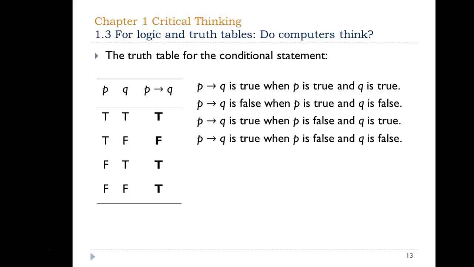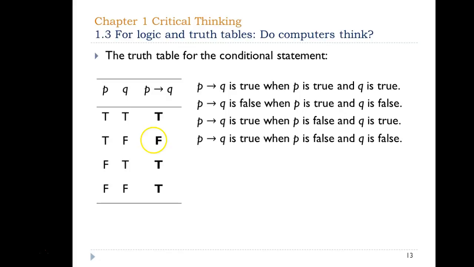The truth table for the conditional statement. Notice that the conditional statement is false only when true implies false. Right, so P is true, Q is false, the implication is false. In all other cases, P implies Q is true.